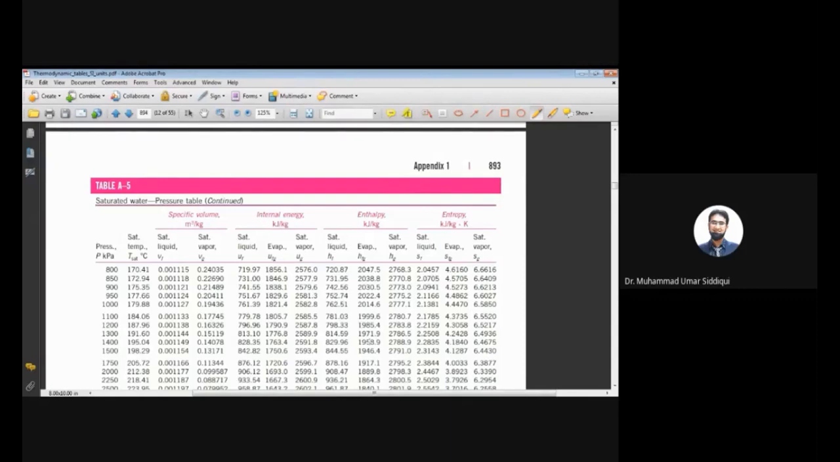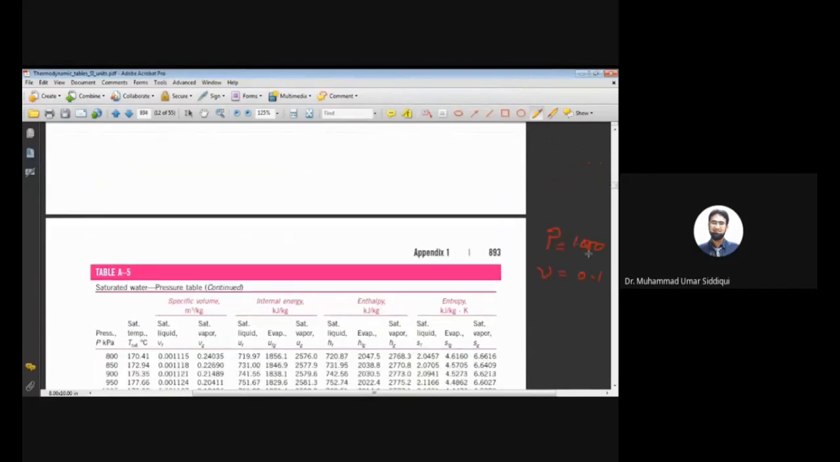Let me give you an example. Suppose you have a question where it is said that the pressure of the water is 1000 kilopascal, and the specific volume is 0.18.